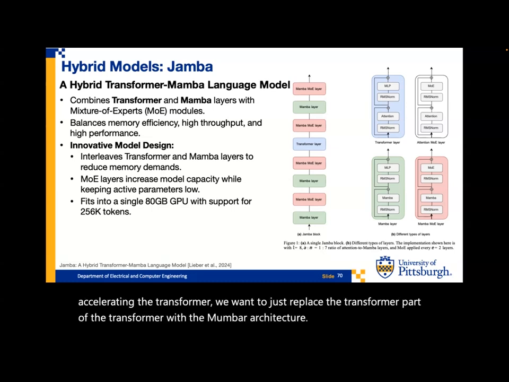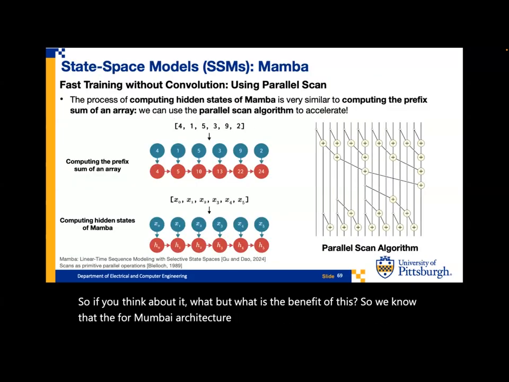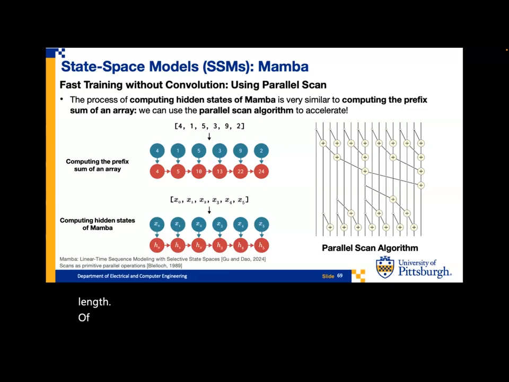So if you think about it, what is the benefit of this? We know that the Mamba architecture is a sequential model. It means that it can take any length of the input because it's a recurrent network. No matter how long it is, I just keep running it. Does that make sense?